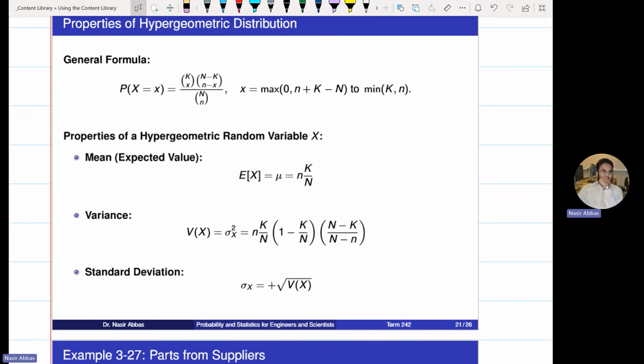We already discussed what is K combination X in the previous class. Put your mobile in the pocket.